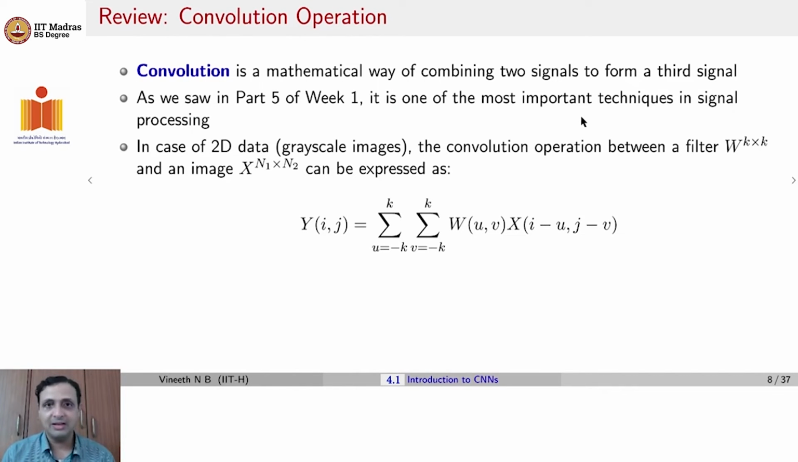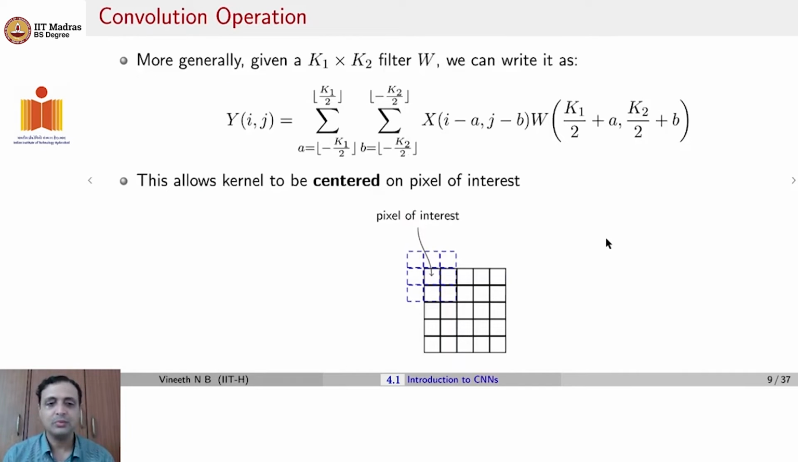In the case of 2D data, let's assume the simple case of grayscale images. Convolution between a filter W whose dimension is k cross k and an image X whose dimension is n1 cross n2 is expressed as y[i,j] = sum over index u going from -k to k, index v going from -k to k, of W[u,v], which is the filter, times X[i-u, j-v], which is the input image. We've already seen this as the definition of convolution.